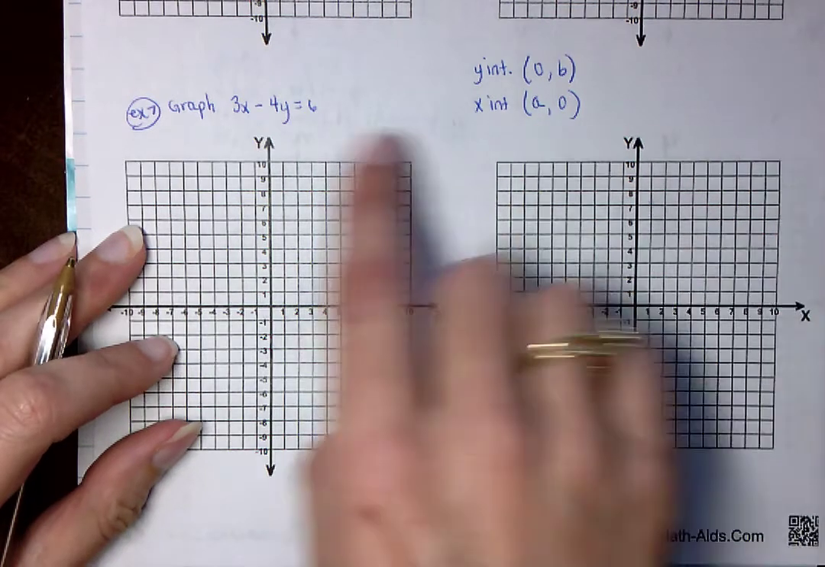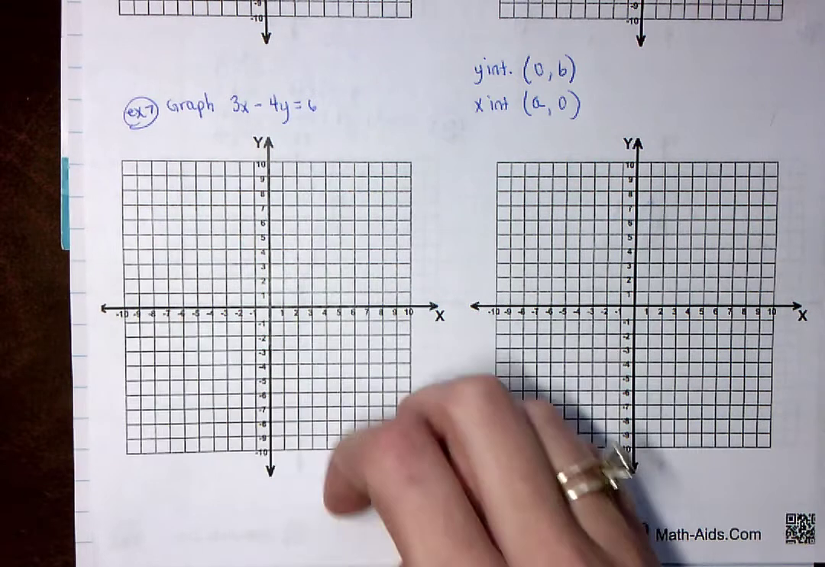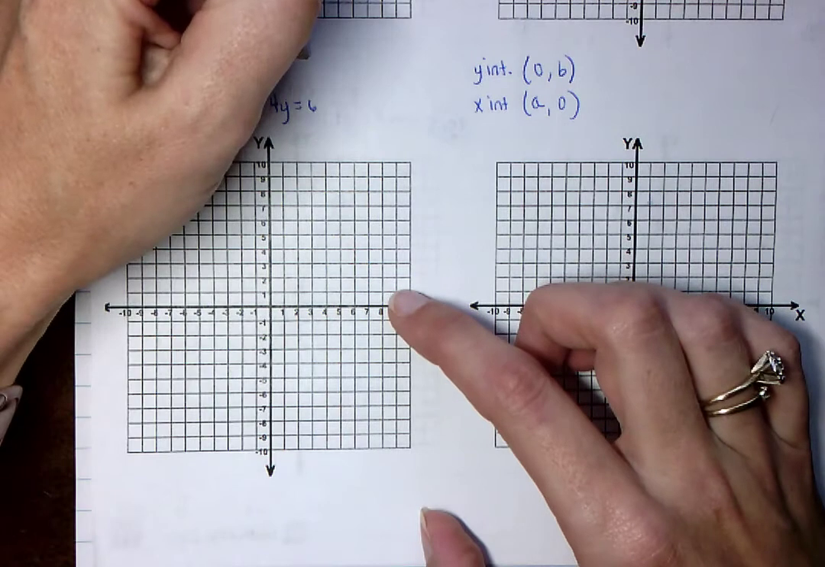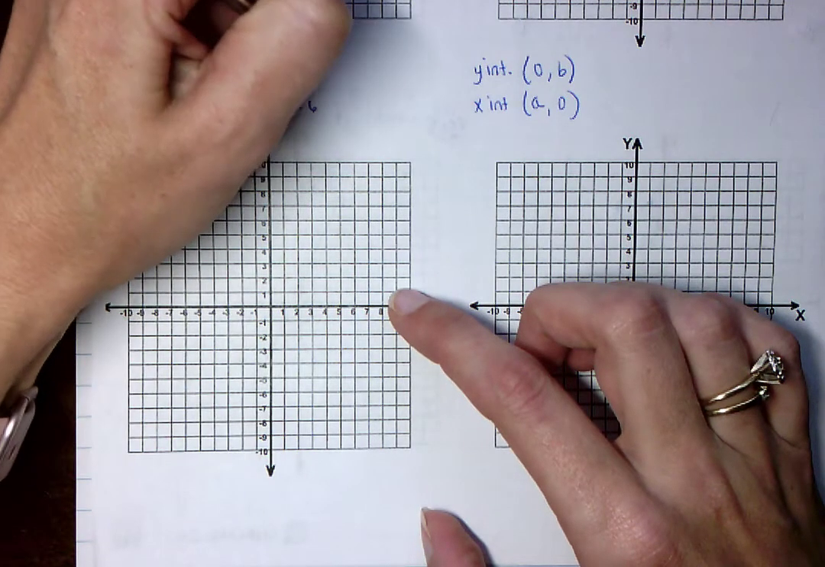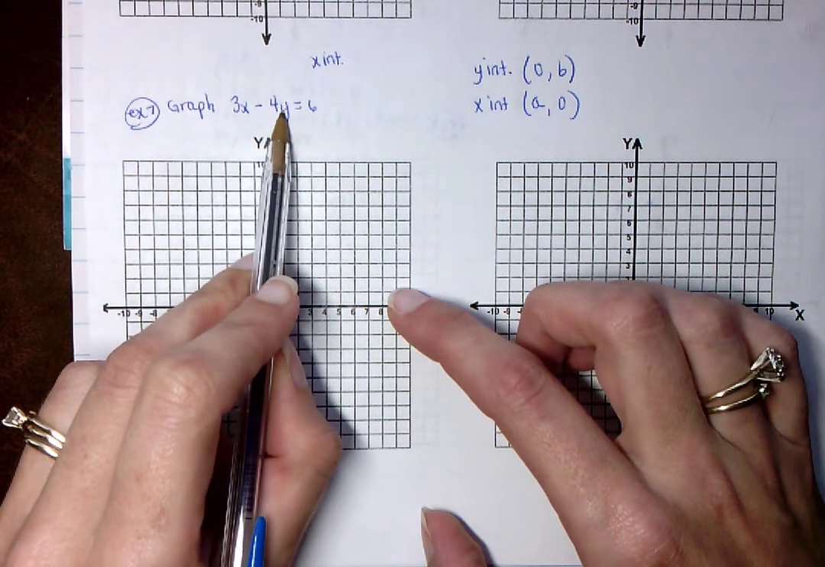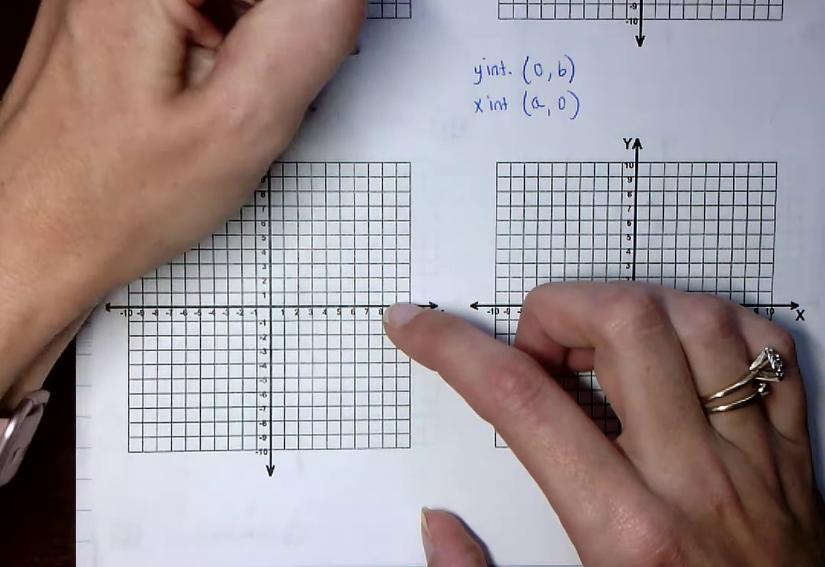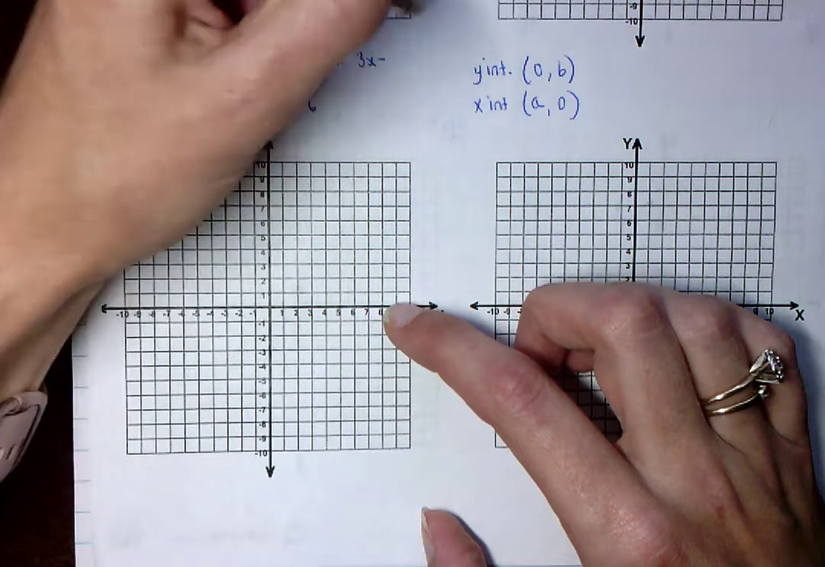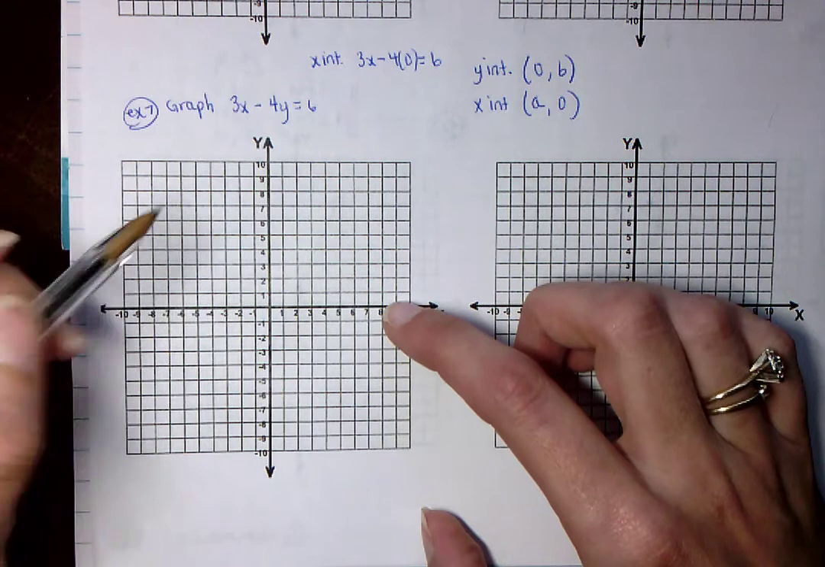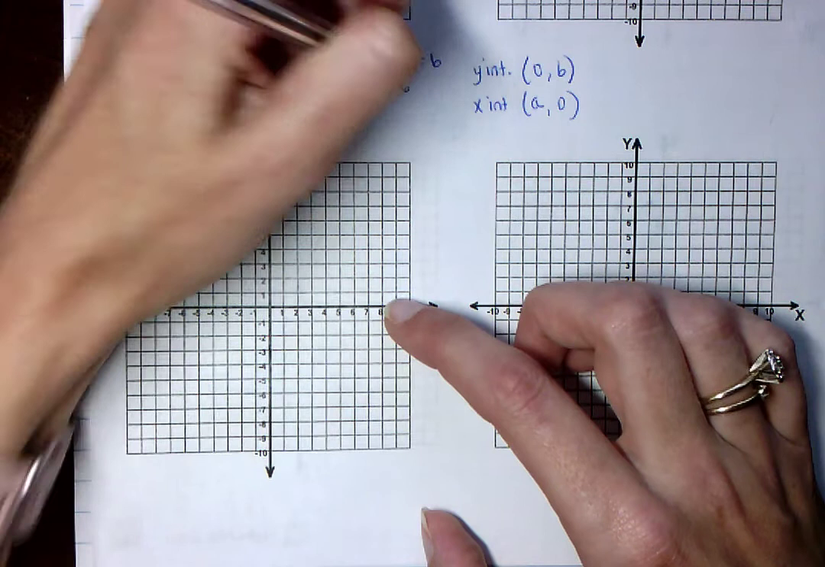So what you can do then, if you look over here, you can actually plug in a 0 for either x or y and find your x or y intercepts. So let's say we're finding the x-intercept to start. That means we're going to plug in a 0 for y, okay? So if I plug in a 0 for y, I'm going to say that that's 3x minus 4 times 0 equals 6. And notice 4 times 0 is 0, so then you're just going to get 3x equals 6.